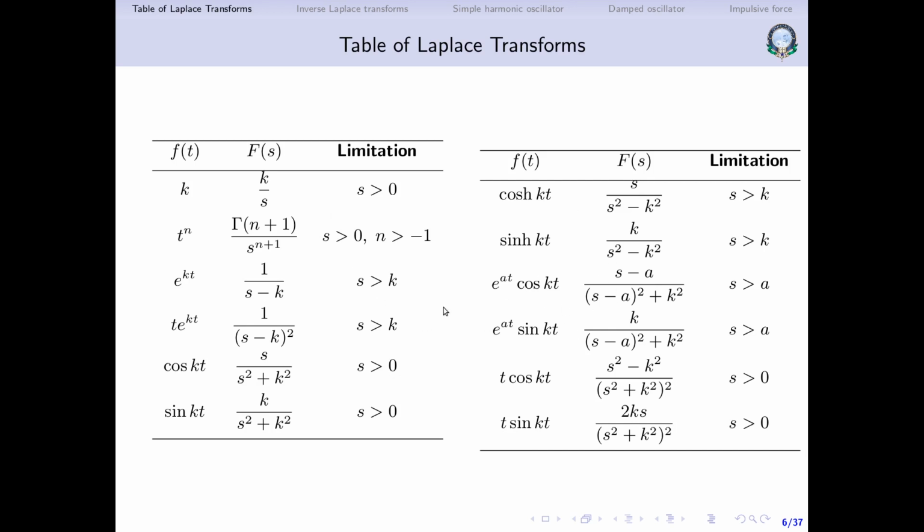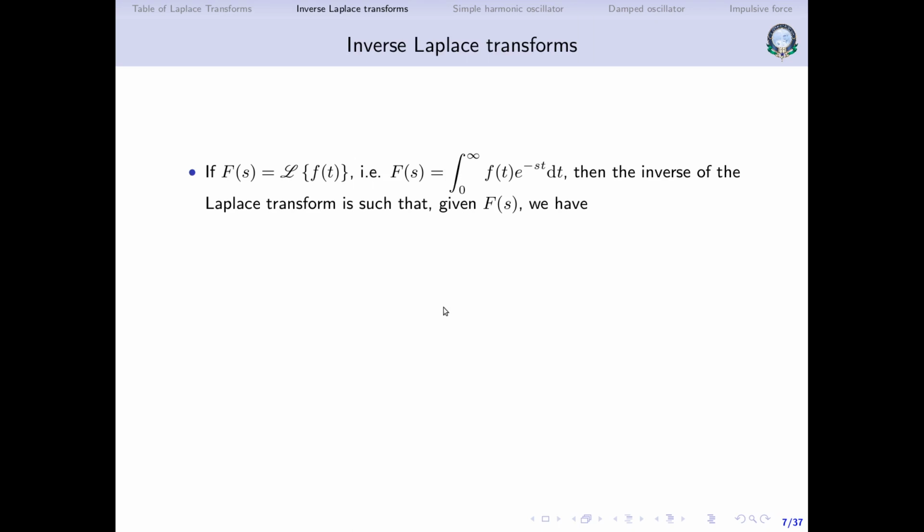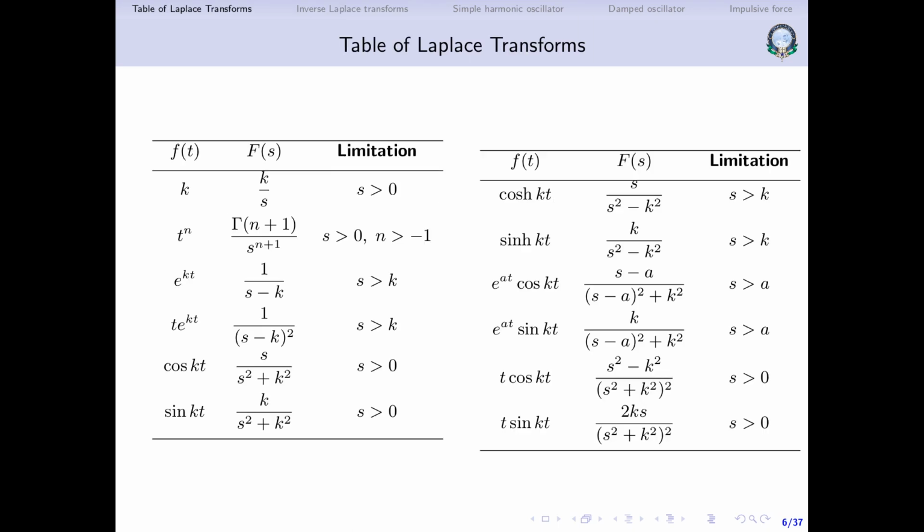Now we go to the idea of an inverse Laplace transform. To understand the inverse Laplace transform, it is basically this.